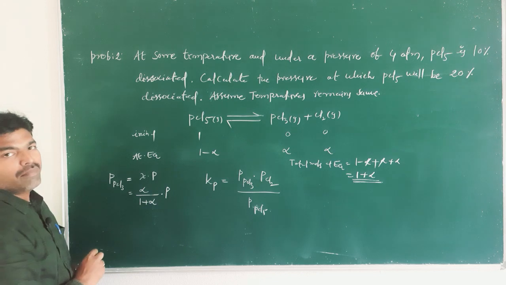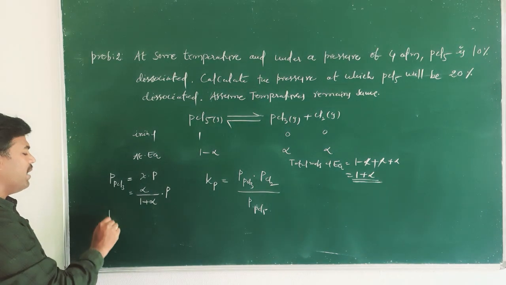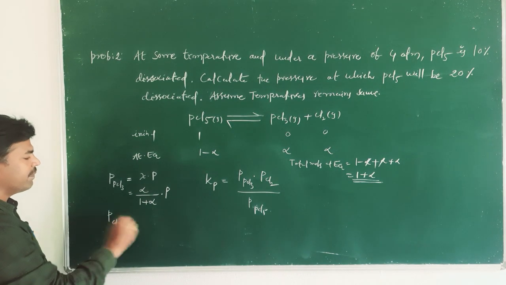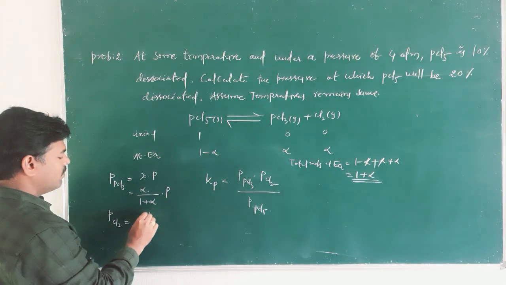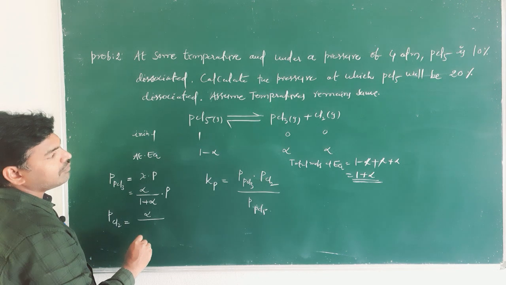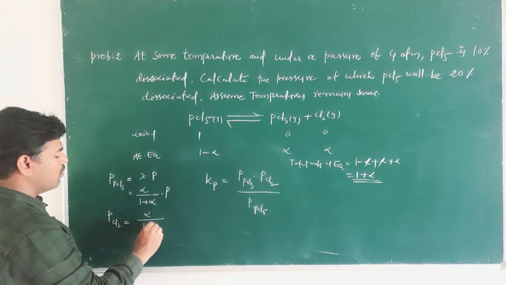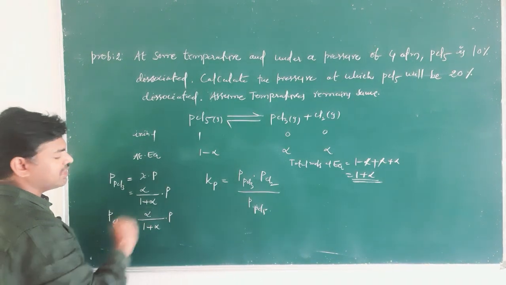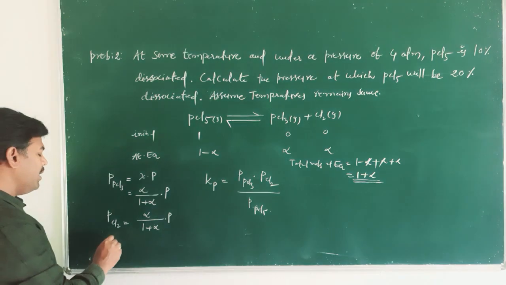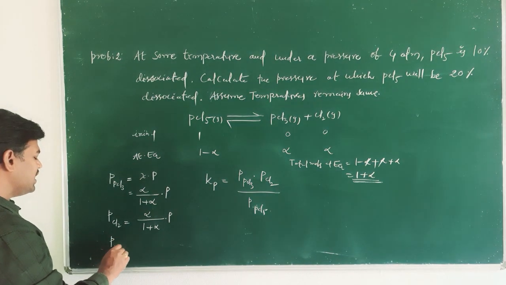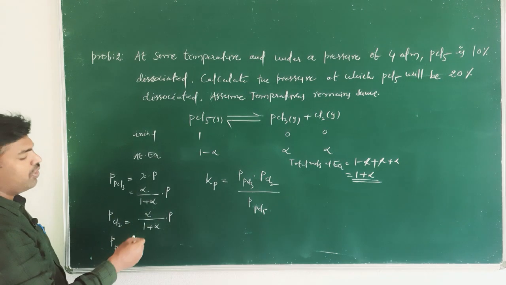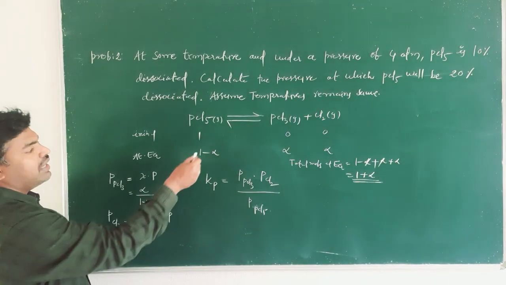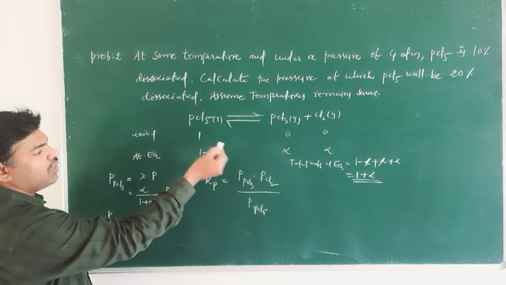let us say the total pressure is P. The partial pressure of Cl2 is also the same: alpha is the moles of Cl2 gas, total moles is 1 plus alpha, and the total pressure is P. And the partial pressure of PCl5 is mole fraction into total pressure. How can we write the mole fraction? The number of moles of PCl5 by the total number of moles.